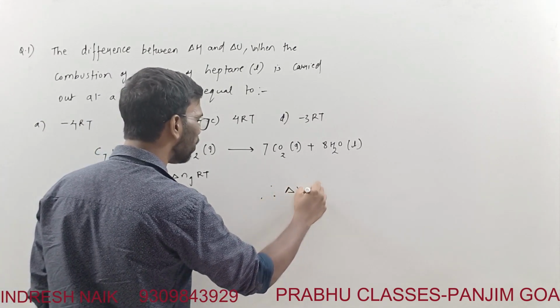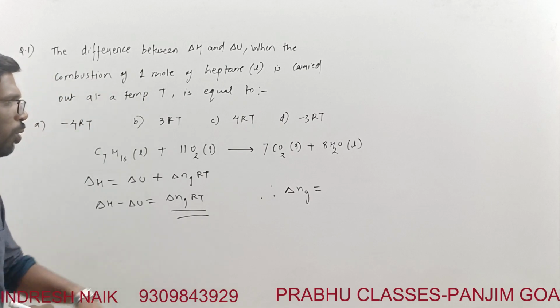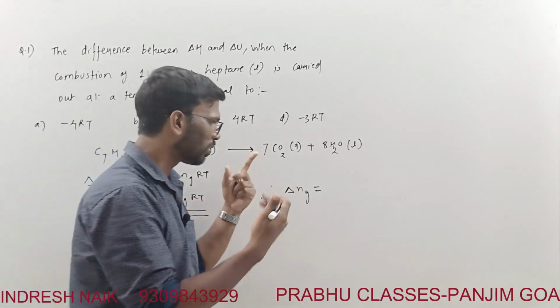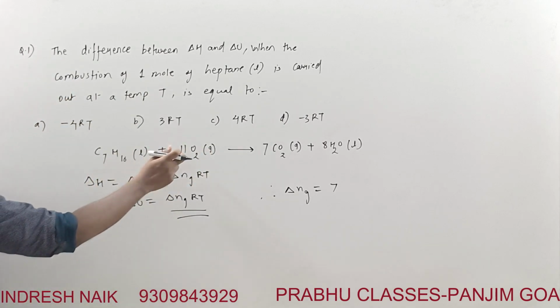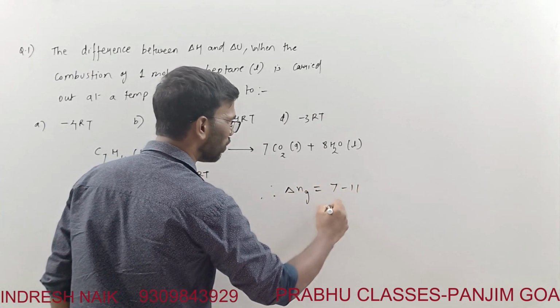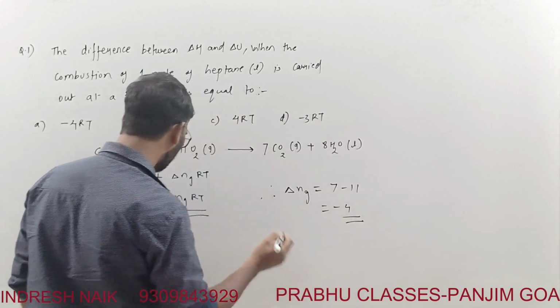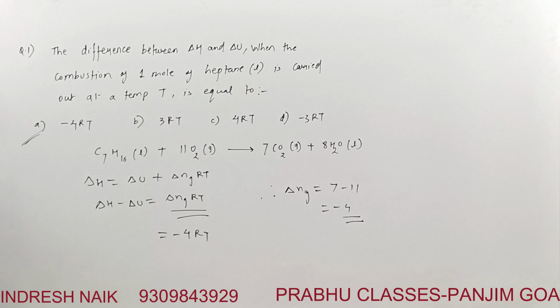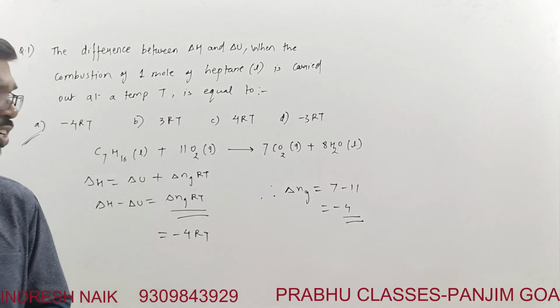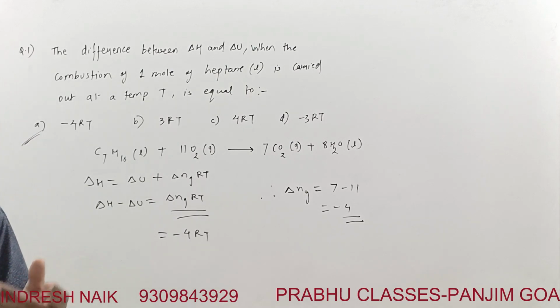Delta Ng is equal to the number of moles of the gaseous product. Only one is there, that is 7 moles. This is the only gaseous product. And the reactant is what? This is liquid, so I am considering this 11, which gives minus 4. So over here this is minus 4 RT. So the answer is option A. This was one of the previous year questions asked in JEE.